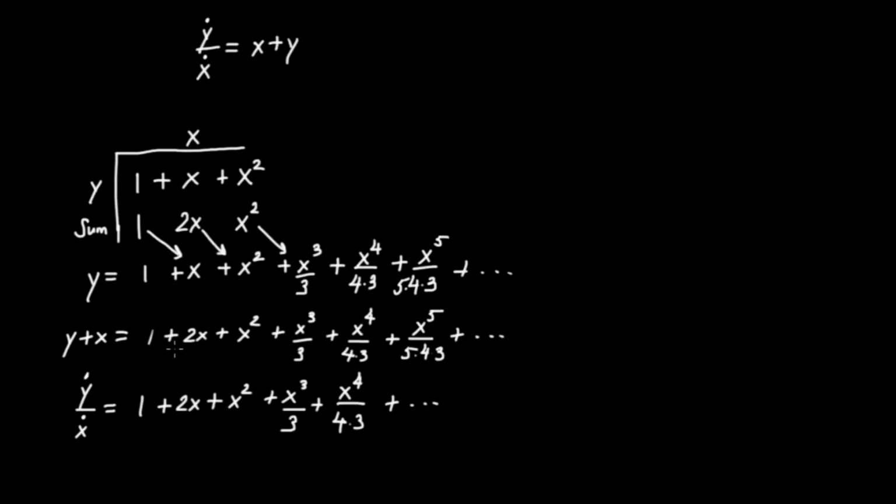And you can see, comparing term by term, that indeed y plus x is equal to y dot over x dot, which means this y that we've just found is one solution to this differential equation. And it happens to have the initial condition that y0 is equal to 1. In other words, the point 0, 1 is on this curve.